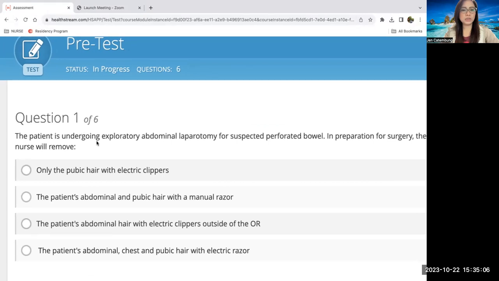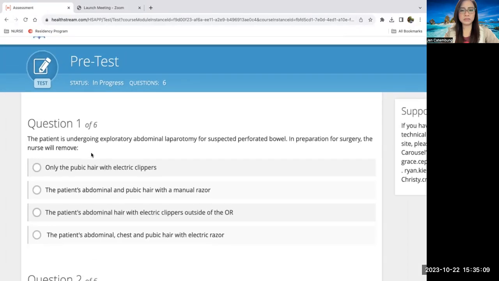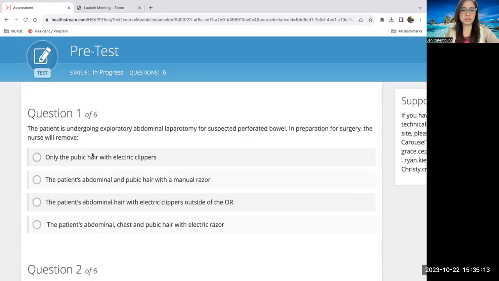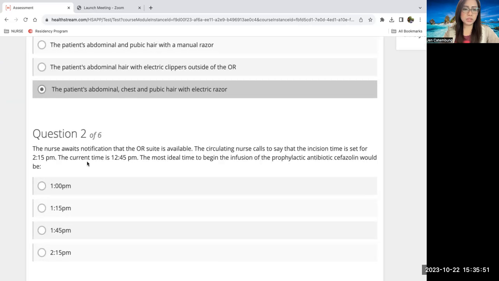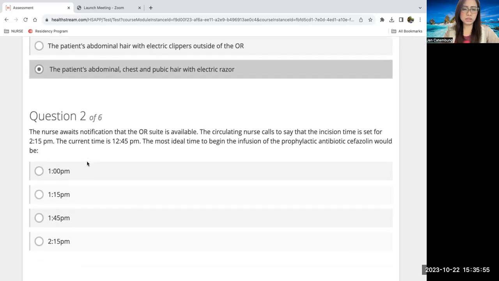The patient is undergoing exploratory abdominal laparotomy for suspected perforated bowel. In preparation for surgery, the nurse will remove only the pubic hair with electric clippers. No. The patient's abdominal and pubic hair with a manual razor. No. The patient's abdominal hair with electric clippers outside of the OR. No. The patient's abdominal, chest, and pubic hair with electric razor. No. Yes, electric.